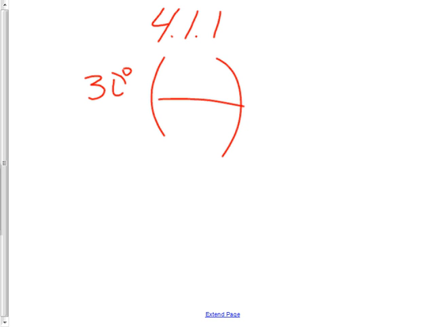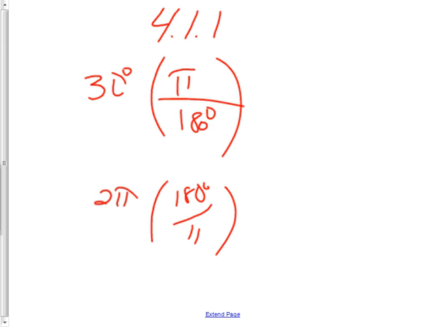Okay, 4.1.1. This is a review of 4.1.1. Mainly you had to learn how to say, if I have 30 degrees, what is that in radians? Units are important. You'd multiply that by pi over 180. So to get degrees to change, you want the degrees on the bottom. Okay, pi over 180. If you had radians, like 2 pi radians, you'd multiply the other way around, 180 over pi.